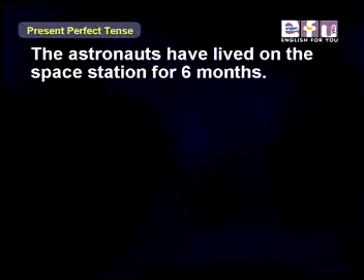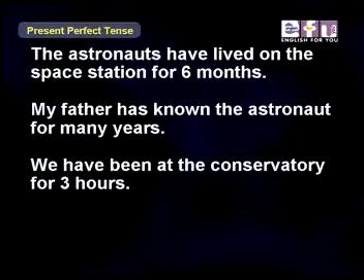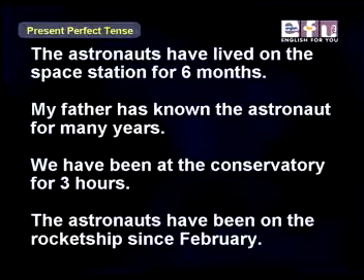Well, now let's review another use of the present perfect. Look at these sentences. The astronauts have lived on the space station for 6 months. My father has known the astronaut for many years. We have been at the conservatory for 3 hours. And the astronauts have been on the rocket ship since February.